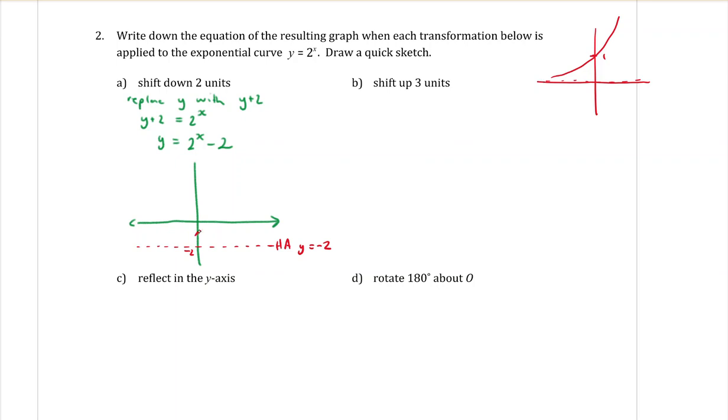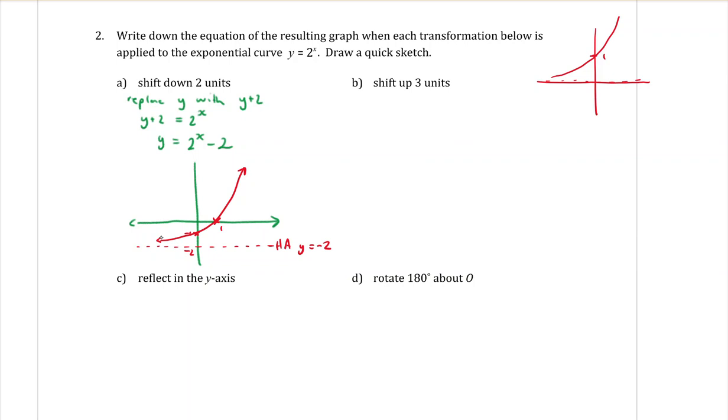At minus 1, good. And what is my x-intercept? 1. It will be 1. So if you're in doubt, you could sub 1 in. 2 to the power of 1 is 2. Minus 2 makes 0. Okay, so there's my intercept right there at 1. So it comes up like that and goes very, very steep, very, very fast.